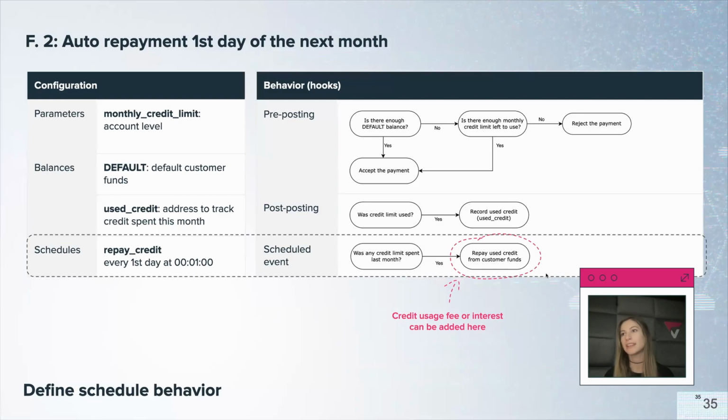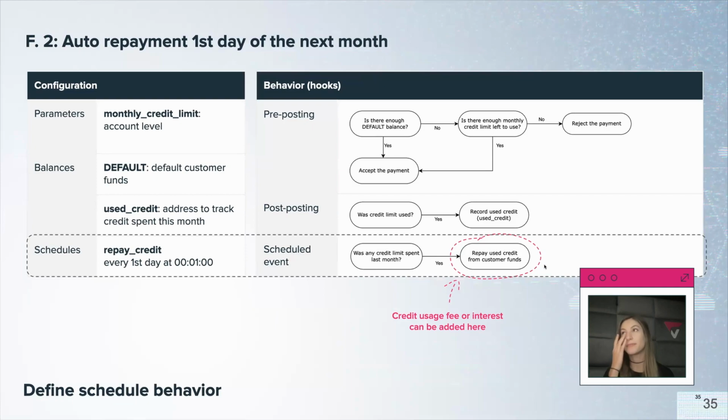Or if we want to extend the logic for any more, let's say, credit usage fees or interest that will be calculated from how much of the credit limit the customer actually used over the last month, we can just extend this behavior to execute multiple steps that would charge the fee to the customer as an internal payment again, or apply the interest to the used credit amount. So it's actually quite flexible, you can model the behavior here in any way as you would like.